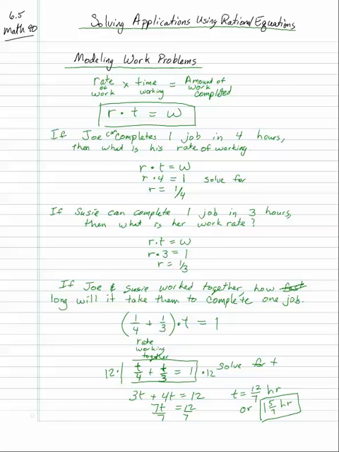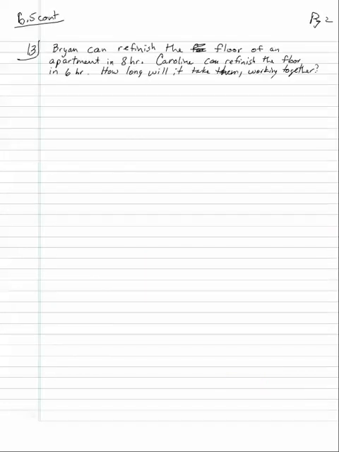We'll try one from the book. Brian can finish the floor of an apartment in 8 hours. Carolyn can finish it in 6 hours. How long will it take them working together? Remember, we're going to use the formula t over the first person plus t over the second person equals one job, the job being finishing a floor in this case. So we do t over 8 plus t over 6 equals 1.